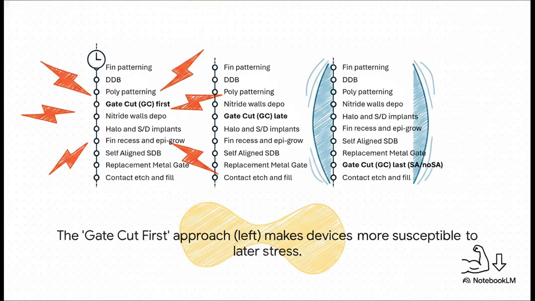Gate cut first is exactly what it sounds like. The cut happens super early in the process, right after the main gate pattern is laid down. And importantly, it happens before a bunch of other high-stress layers and materials are added on top. Think of it like this. By cutting it early, you're leaving the ends of that gate exposed, making them way more sensitive to all the mechanical stress that gets piled on later.